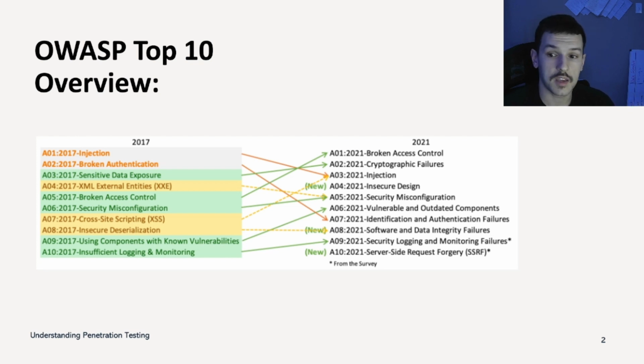Now, understanding and addressing these risks is crucial to securing web applications. The OWASP Top 10 serves as a starting point for developers and security professionals to prioritize and mitigate the most critical threats effectively.